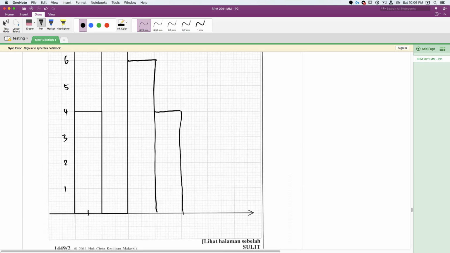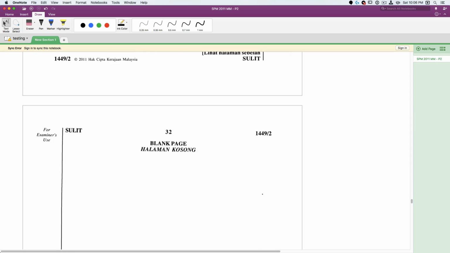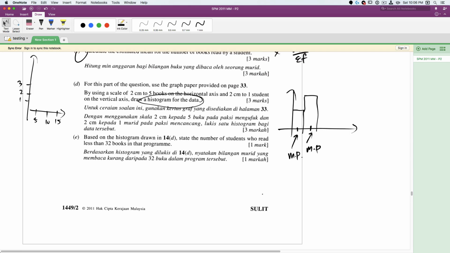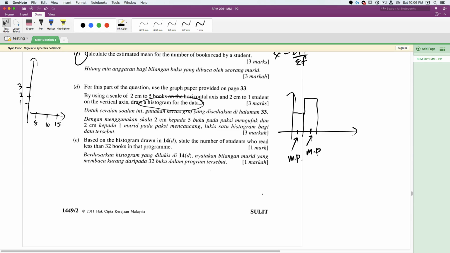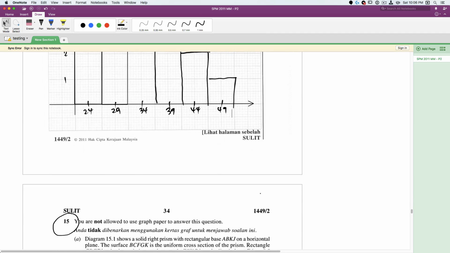Again, this one over here is 24. This is 29. This is 34. This is 39. This is 44. This is 49. So this is 2. And this is 1. Yeah, this is how your histogram should look. And then here you label based on the x-axis and y-axis given. In this case, your horizontal axis basically is the midpoint. The vertical one means students. Yeah, you can write that, it doesn't matter.